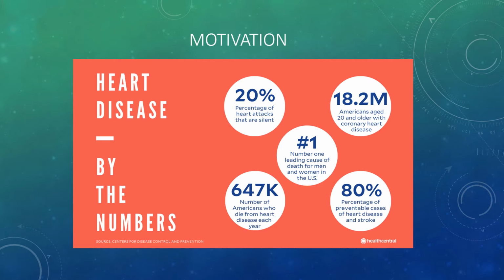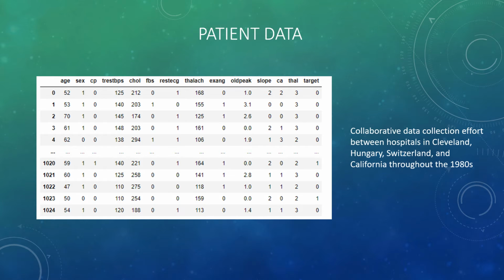So let's take a look at that data. The data was collected throughout the 1980s. It was a collaborative effort between hospitals in Cleveland, Hungary, Switzerland, and California. So they collected all these patients' data. Some are simple, such as their age and their sex, whether they're male or female. And there are some more complicated ones, using maximum heart rate and cholesterol and their heartbeats per minute. I'm going to put all of those features into my model to get the last column, the target.